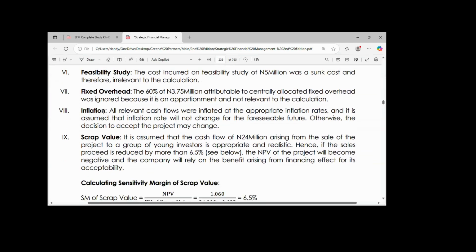Then another assumption is inflation. So what do I mean by this? All relevant cash flows were inflated at the appropriate inflation rate, and it is assumed that the inflation rate will not change for the foreseeable future.